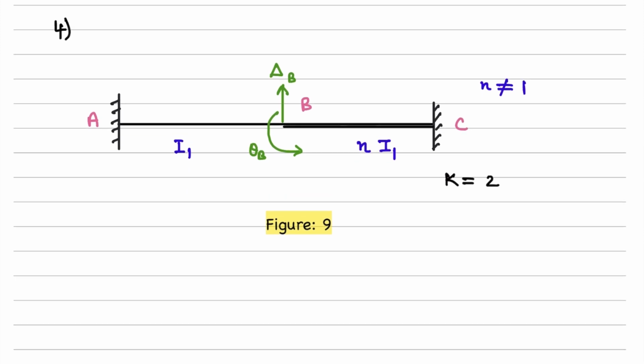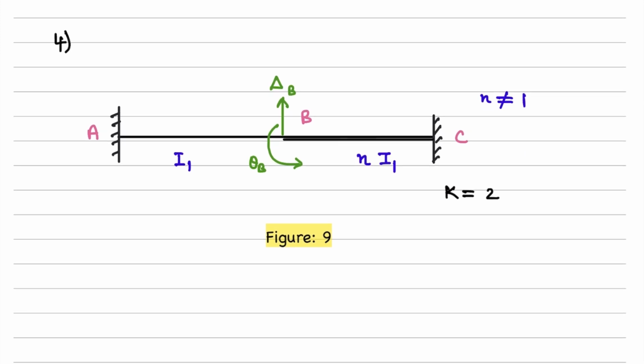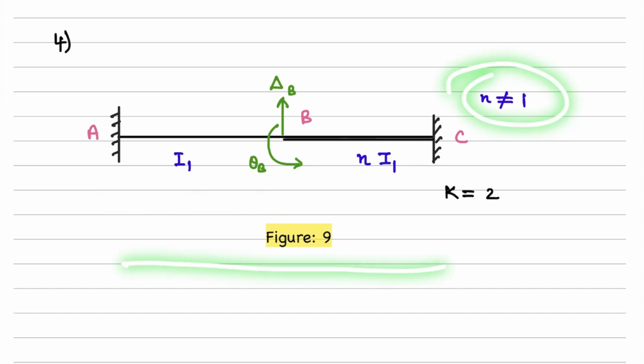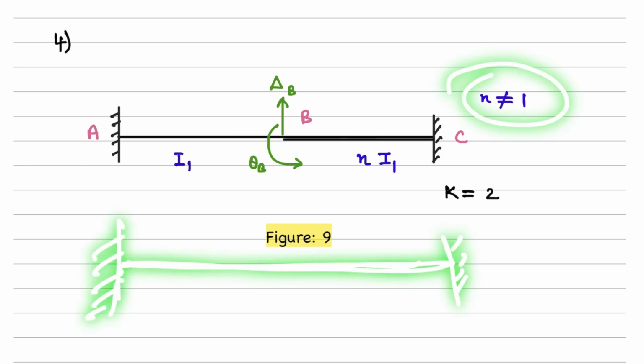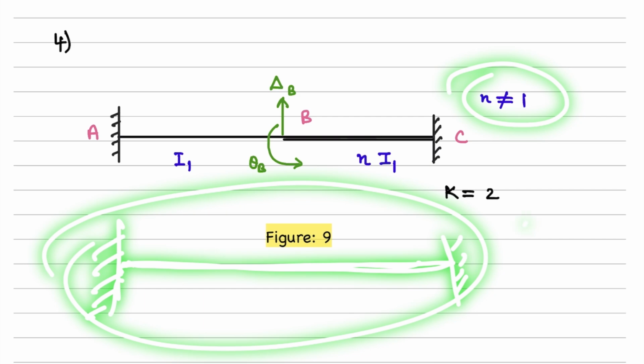So in this fourth problem, we see something different. We have also included the moment of inertia values. We see that for the span AB, it is I1. For the span BC, it is n times I1 where n is not equal to 1. If we contrast this with a beam wherein the moment of inertia is constant throughout, this beam is kinematically determinate. That means K is equal to 0 for this case.